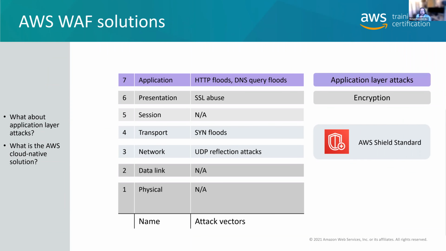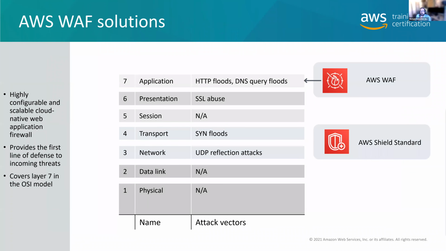So application layer attacks are going to be handled by WAF, right? This is a web application firewall. It's going to handle 80 and 443 traffic, so HTTP and HTTPS. And it's meant basically to protect, in a sense, your business logic, right?